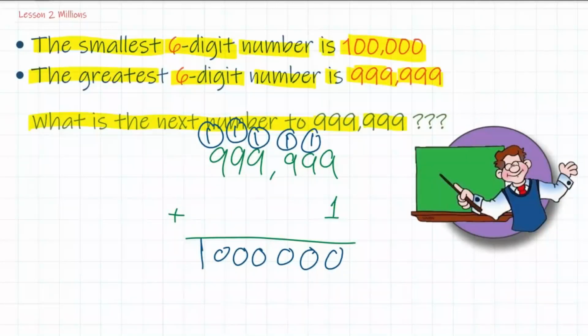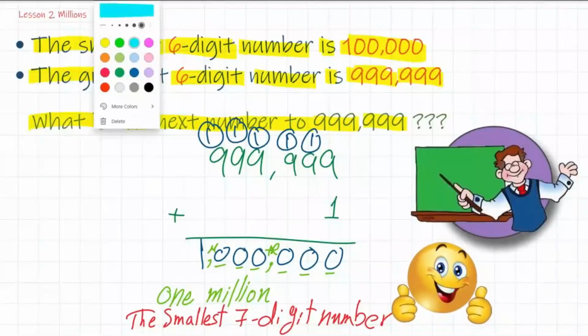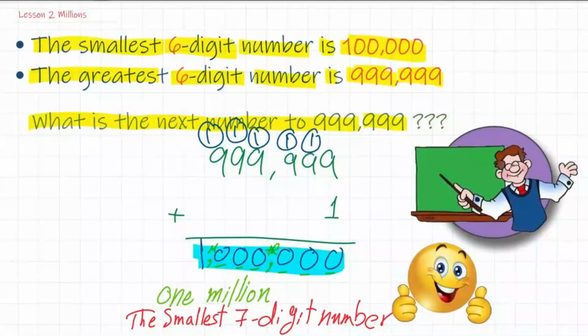Okay, let's read this number. Firstly, you have to divide this number into group of 3 digits. 1, 2, 3, 1000, comma, and 1, 2, 3, that's our million, comma. So this number is 1 million. And this number is the smallest 7-digit number. So we have here our new number is 1 million.